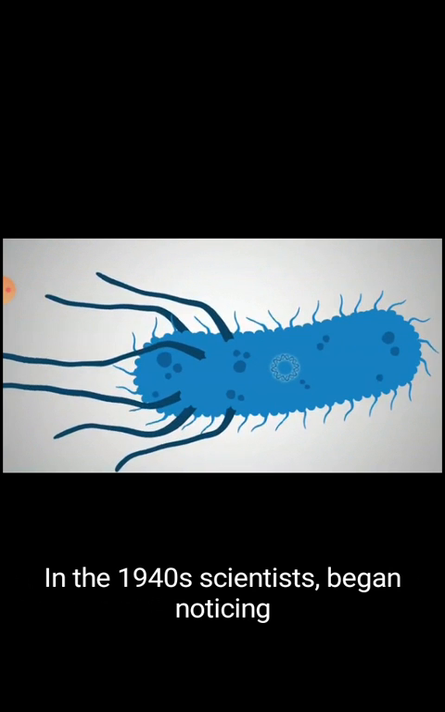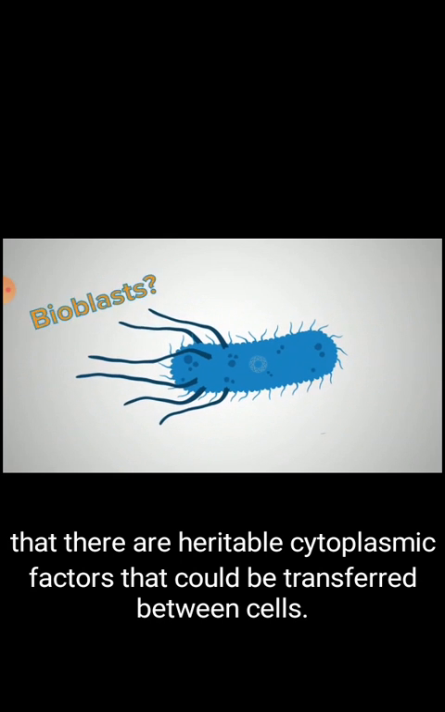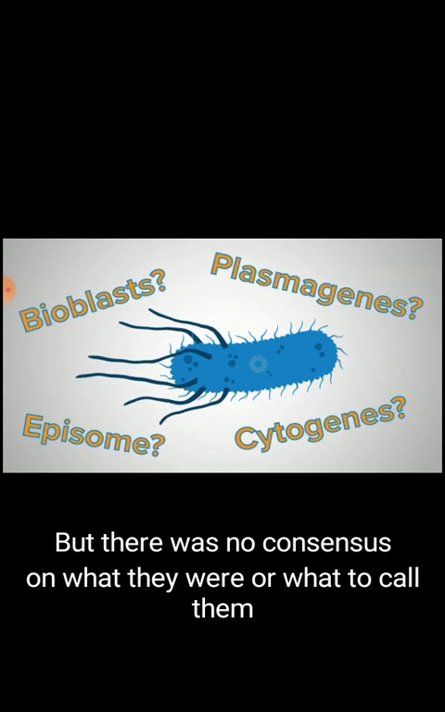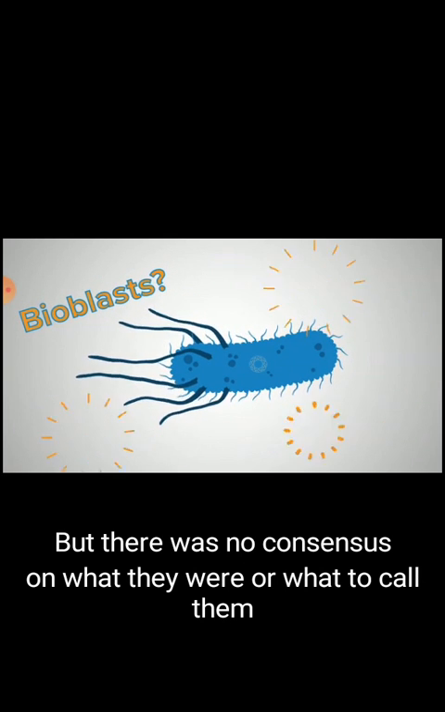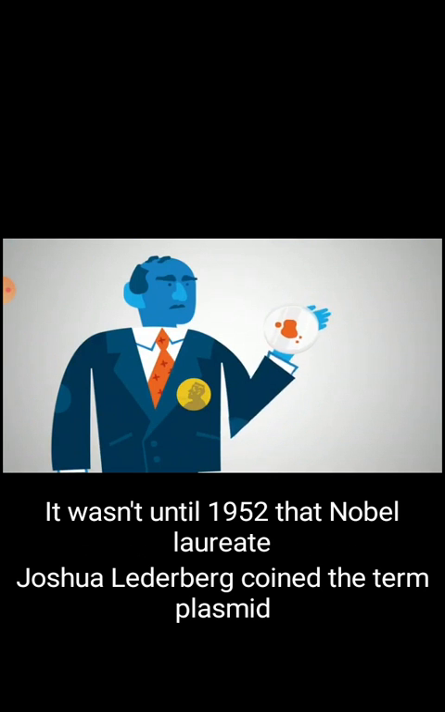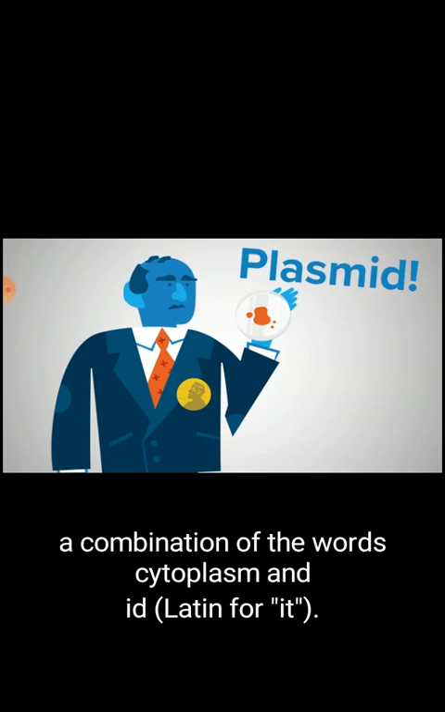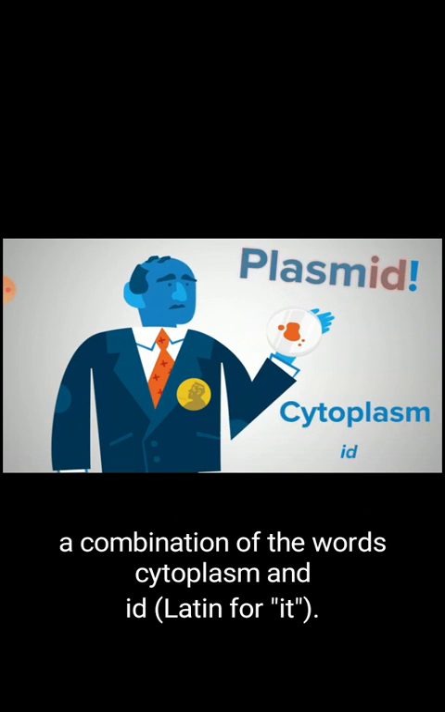In the 1940s, scientists began noticing that there are heritable cytoplasmic factors that could be transferred between cells, but there was no consensus on what they were or what to call them. It wasn't until 1952 that Nobel laureate Joshua Lederberg coined the term plasmid, a combination of the words cytoplasm and id, Latin for it.